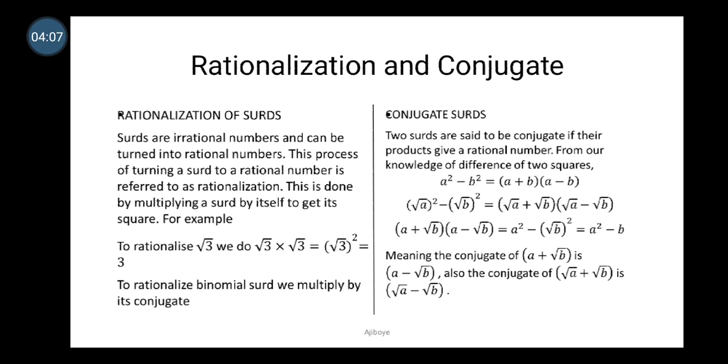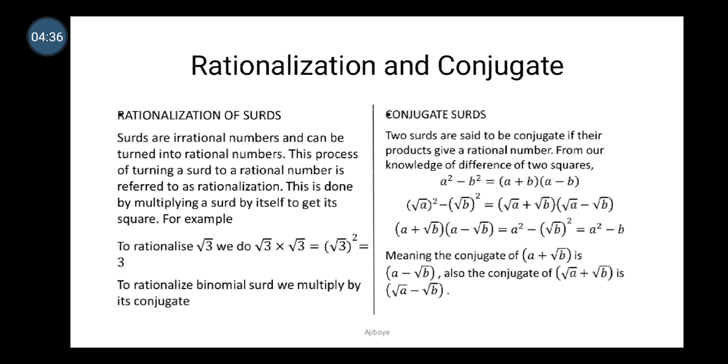All right, so you bear in mind that the way you rationalize a single surd is not the same way you rationalize a binomial surd. So to rationalize a binomial surd, we multiply by its conjugate. So the conjugate surd: two surds are said to be conjugate if their products give a rational number. I'll say that again. Two surds are said to be conjugate if their product gives a rational number.